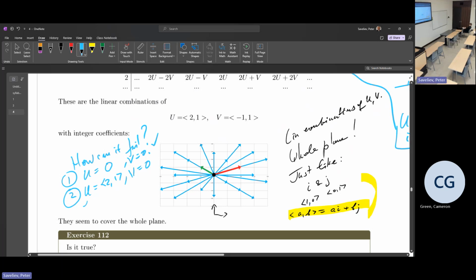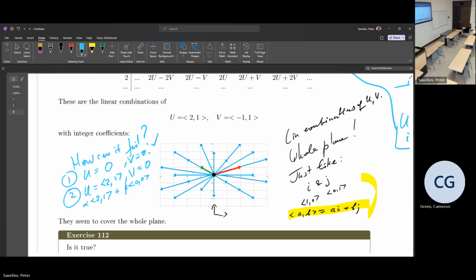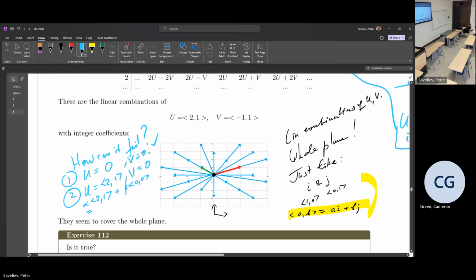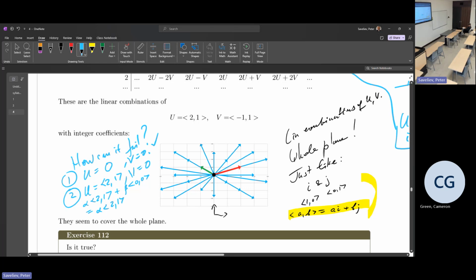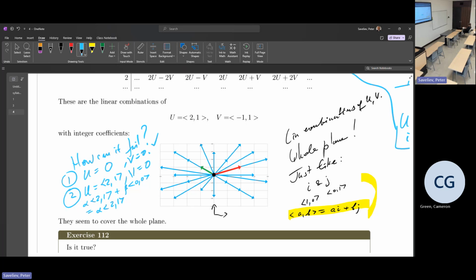So I'm speaking of alpha times 2, 1 plus beta times 0. Can you think of a vector that's not there, no matter what alpha and beta you pick? Let me help you out. Alpha times 2, 1. Beta does not contribute at all. So literally the best we can produce from these two vectors is alpha multiplied by 2, 1. In other words, these are all multiples of u. So you see the problem, right?